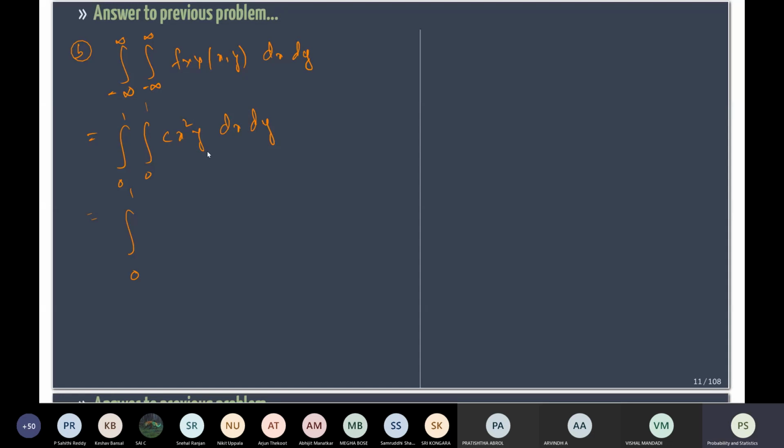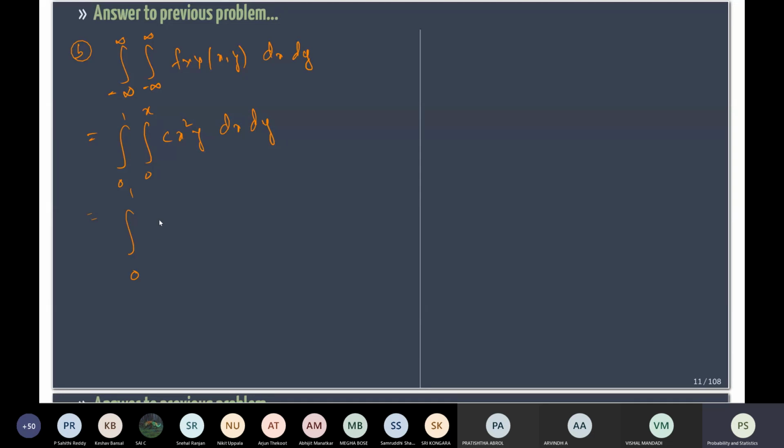In this case, the limits are something we have to be careful about, because for the y part it will go up to x only. So that we have to change. If we integrate with respect to y, we put the y range from 0 to x, because it is upper bounded by x.